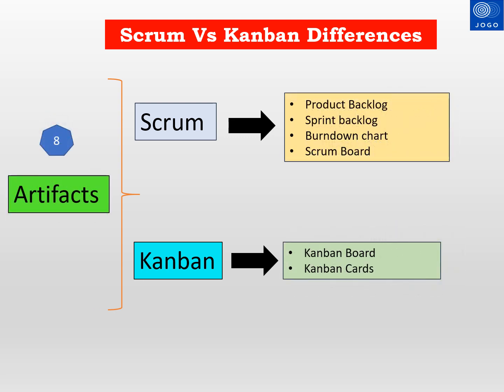The eighth comparison is based on the artifacts. Scrum recommends product backlog, sprint backlog, burn down chart, and velocity artifacts. Kanban recommends Kanban board and the Kanban cards that move around the board.